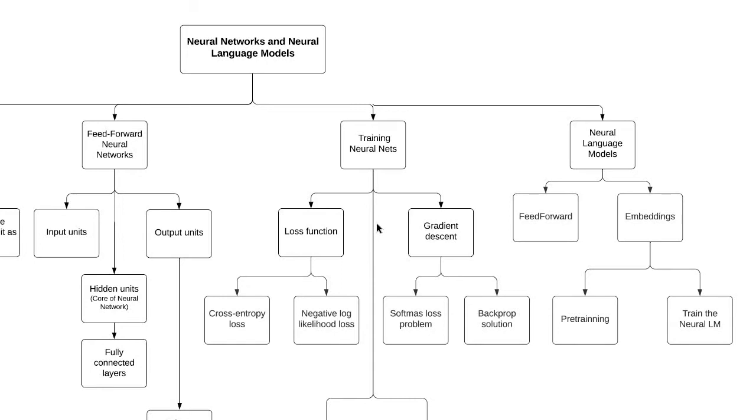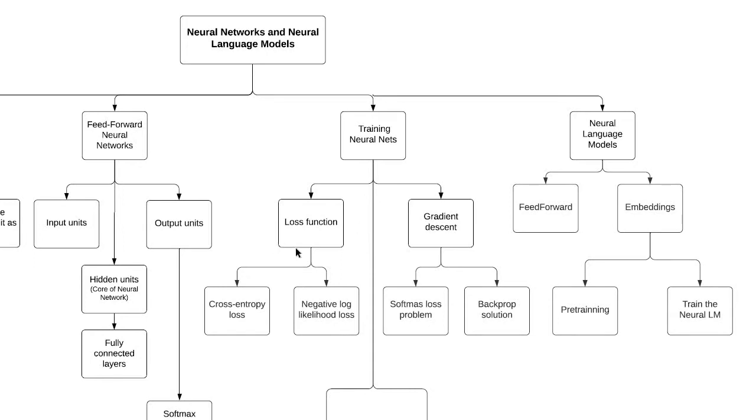We're going to talk about the loss function first. A loss function is a method that tells us how good our neural network is for a certain task, and it has two parts: cross entropy loss and negative log likelihood loss. Cross entropy is a measure from the field of information theory, building upon entropy and generally calculating the difference between two probability distributions.